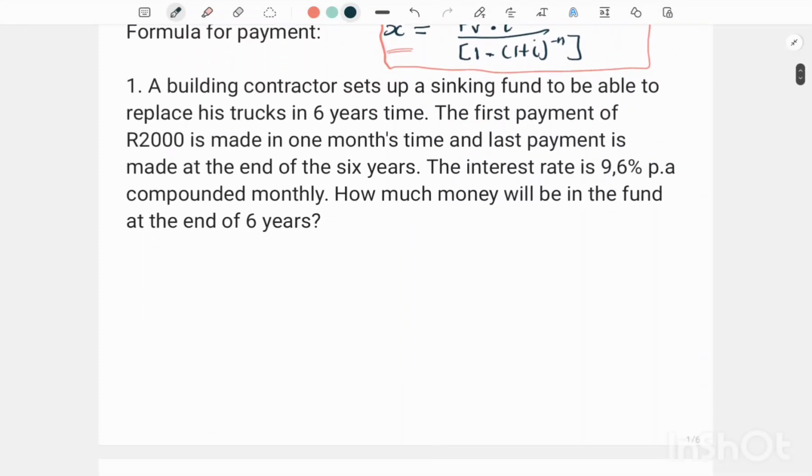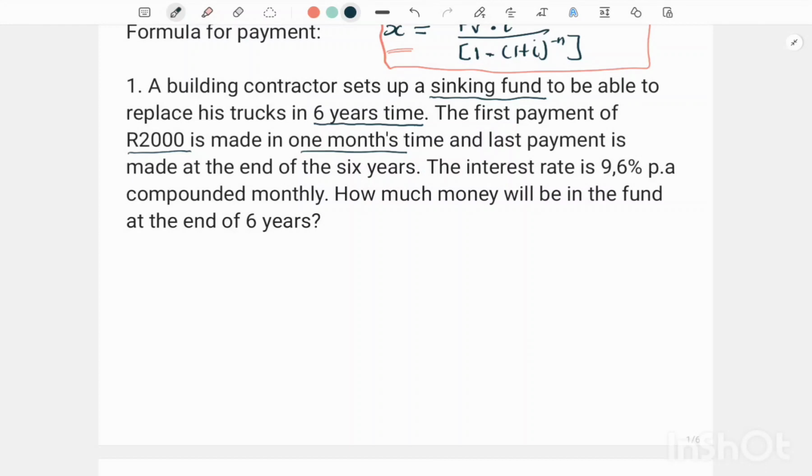The first question: a building contractor sets up a sinking fund to be able to replace his trucks in 6 years. Guys, please make sure you underline the important information. The first payment of 2,000 rand is made in 1 month's time. When the question says in 1 month's time, it means the person has set up a sinking fund but will pay in 1 month's time. So the number of payments will not be affected.